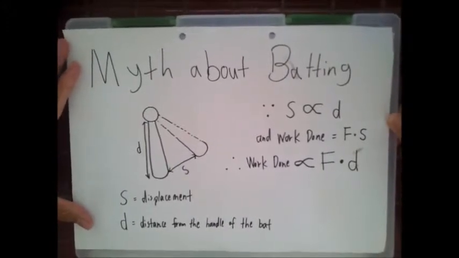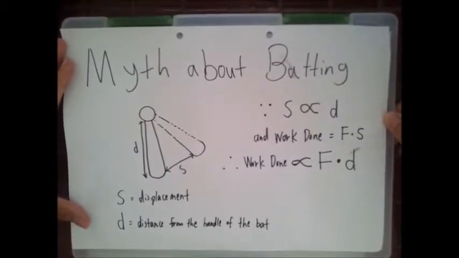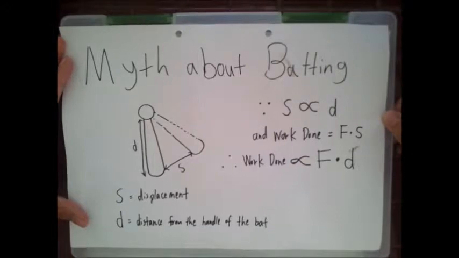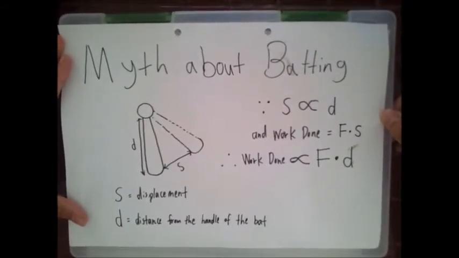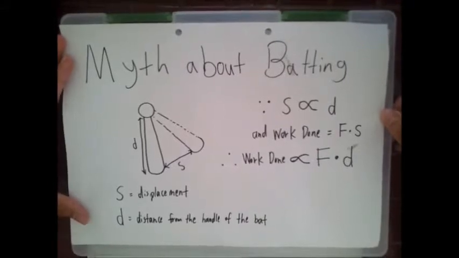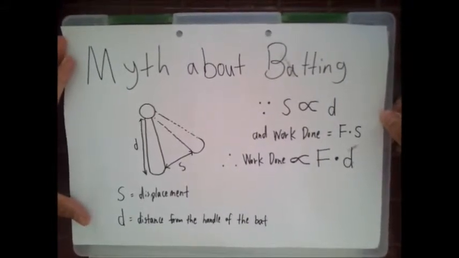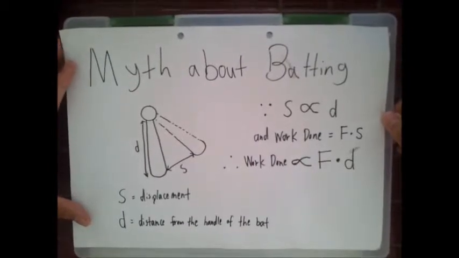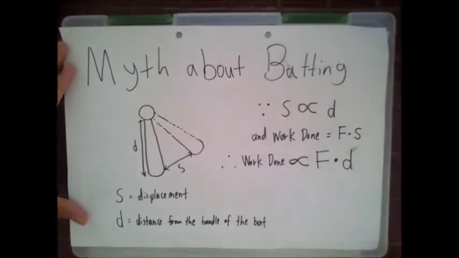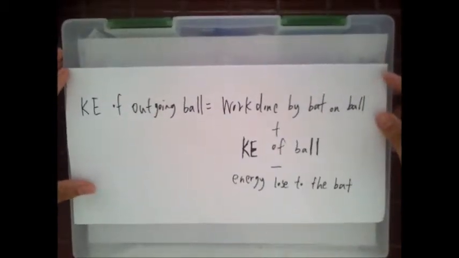Hence, we arrive at this: work done is proportional to force times distance. The one thing that people forget is the energy lost by the ball to the bat. In reality, most of the kinetic energy actually comes from the incoming ball rather than the swinging bat. As seen from the equation, kinetic energy of the outgoing ball equals work done by the bat on the ball plus kinetic energy of the ball minus energy lost to the bat.